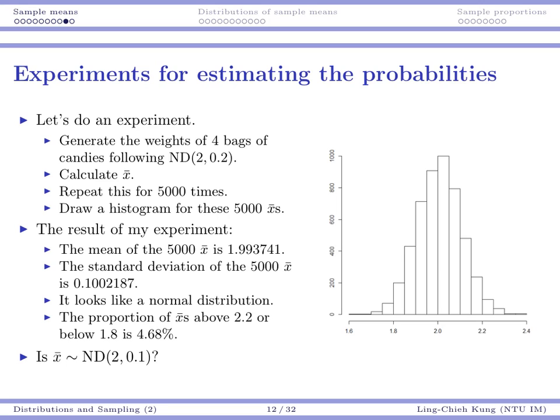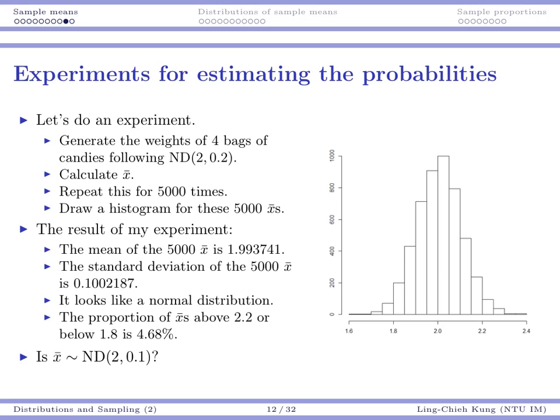Of course, if you do this 5,000 today and another 5,000 tomorrow, you will get different values, so you're going to see a somewhat different histogram. But I promise you, if you keep doing that, you will always see something similar to this. This is a histogram for those 5,000 random outcomes, and it will always look like a normal distribution. Finally, we can count the number of random outcomes that are above 2.2 or below 1.8, and that's around 4.68%. If you do this repeatedly, you will get different values, but they should be somewhat close to each other.